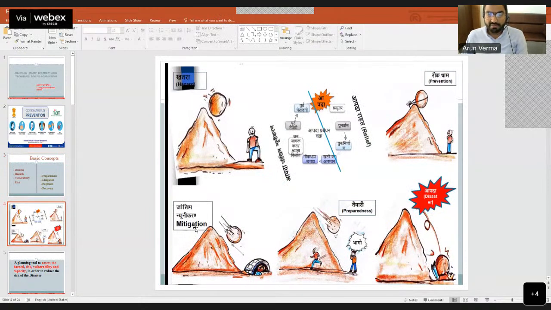Coming to the third stage, where we have to mitigate: this is a daily routine, that from the top of the hill the boulder or stone will fall down. We have to make a permanent or temporary arrangement to save ourselves, so that particular man makes some shelf-like structure over himself.